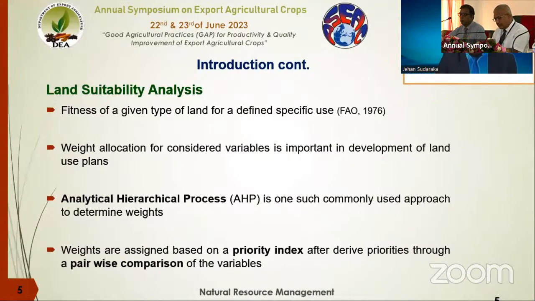Fitness of a given type of land for a defined specific use is known as land suitability. When we are developing land suitability plans, it is important to allocate weights for the considered variables. AHP is one such commonly used approach to determine weights. Here, weights are assigned based on a priority index derived through a pairwise comparison.